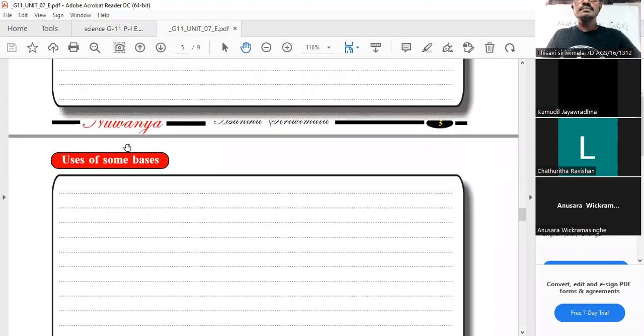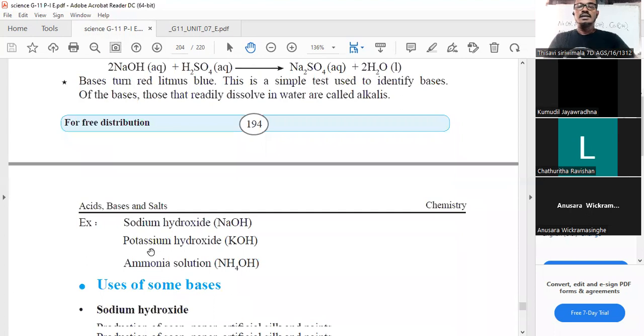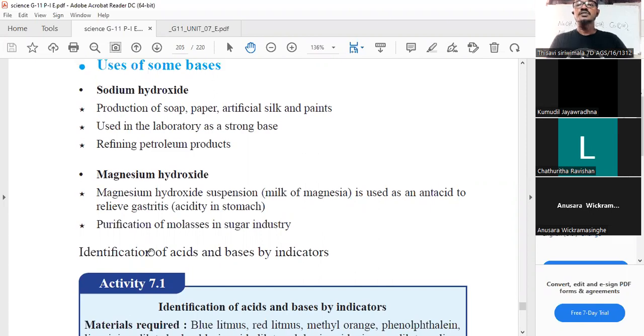Moving forward. Uses of some bases. Let's go through. Uses of some bases: sodium hydroxide, production of soap, paper, artificial silk, and paints. Used in the laboratory as a strong base. Refining petroleum products. Then magnesium hydroxide suspension, the milk of magnesia, is used as an antacid to relieve gastritis, in other words, acidity in the stomach. Then the purification of molasses in the sugar industry. So those are the uses of bases. You can write that information also.